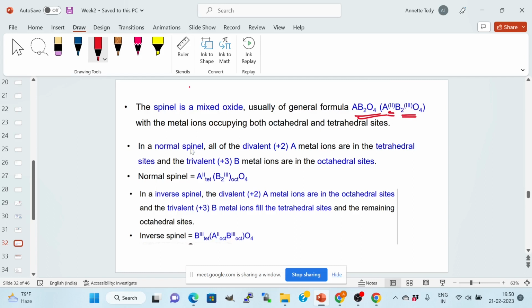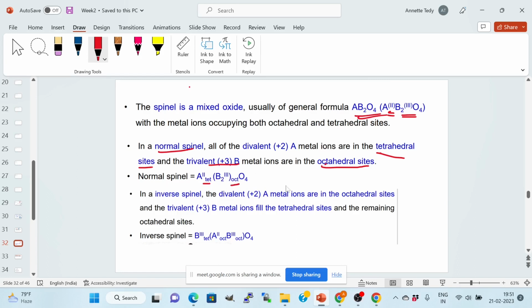In the spinel structure, we have two kinds, normal and inverse. In the normal spinel, all the A2+ ions will be occupying the tetrahedral sites, and the trivalent B3+ ions will be occupying the octahedral sites. So basically this is the formula: A2+ will be in tetrahedral, B3+ will be in octahedral.